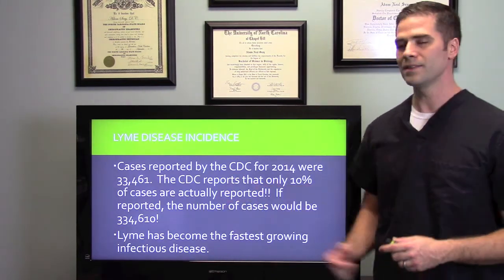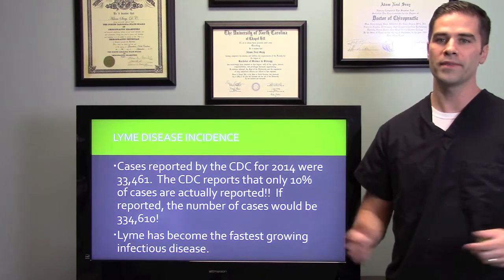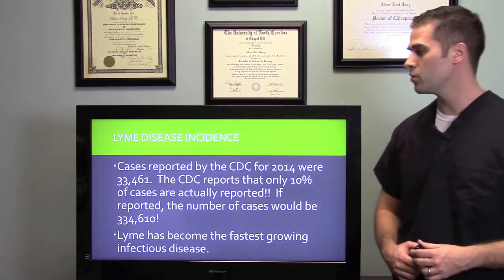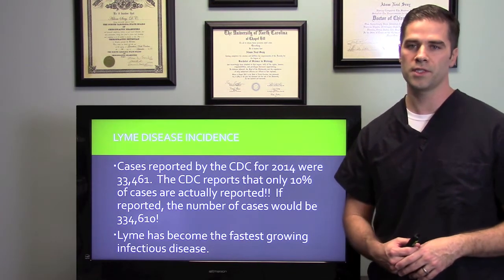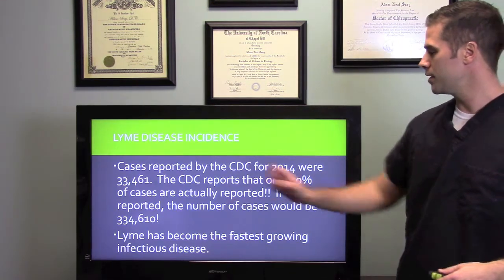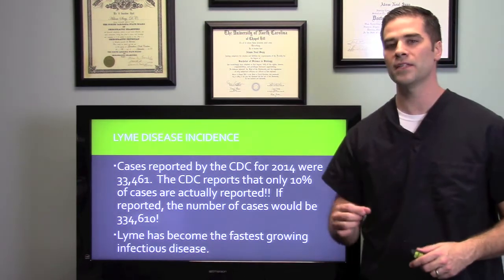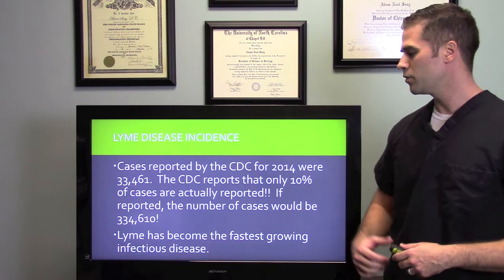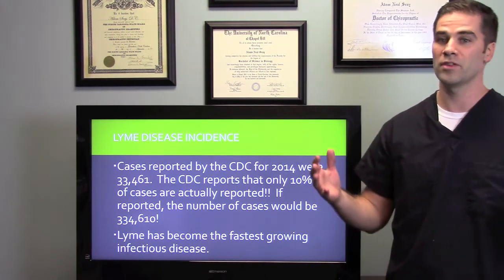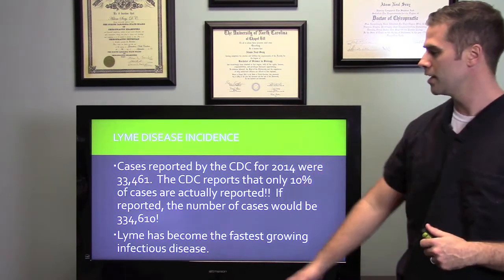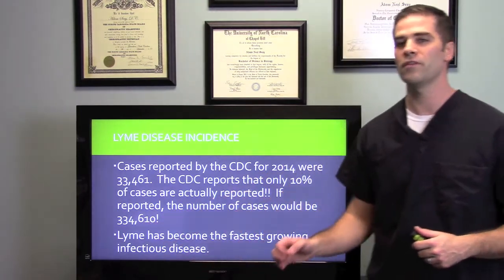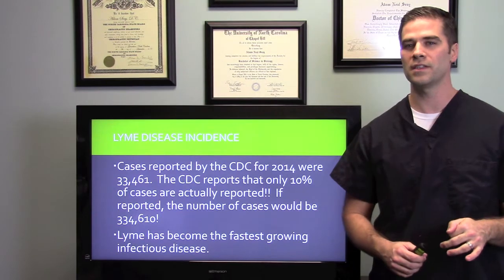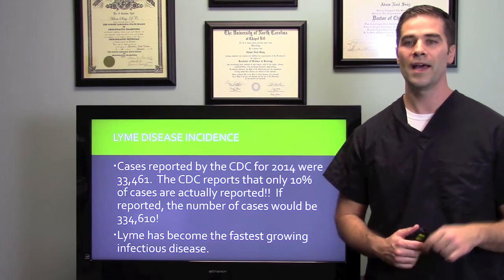So let's look at the incidence of Lyme that's reported by the CDC in the United States. The number of cases reported for 2014 was 33,461. However, the CDC reports that only 10% of cases are actually reported from states to the CDC. So if we took that number and gave it the true representation, it translates into 334,610 cases annually. So as you can see, this is a big problem for people and it's going undetected.